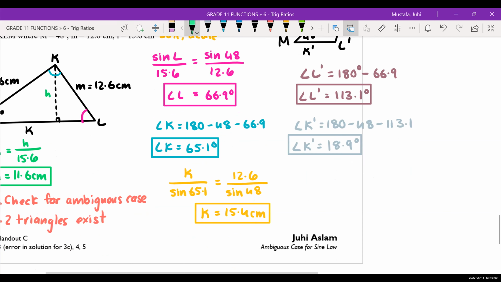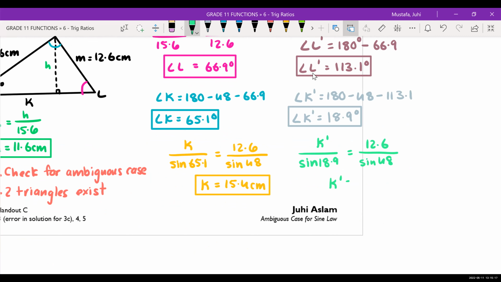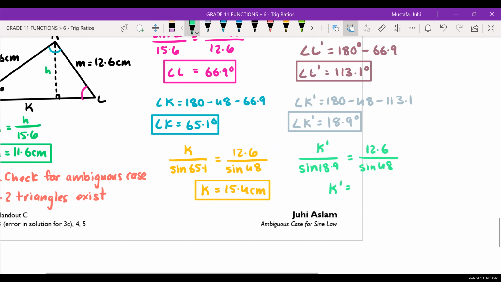And then finally, we're ready for K prime, which is going to be over sine 18.9, and we can use our m's. So it's going to be 12.6 over sine 48. So our final answer is going to be K prime is equal to sine 18.9 times 12.6 divided by sine 48. Which gives me 5.5.